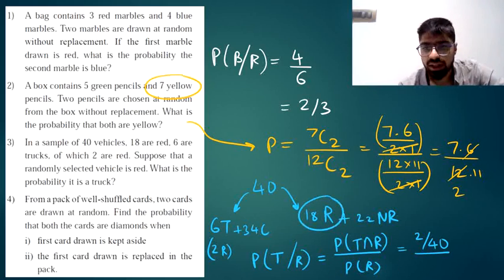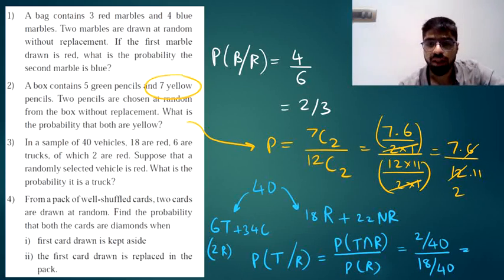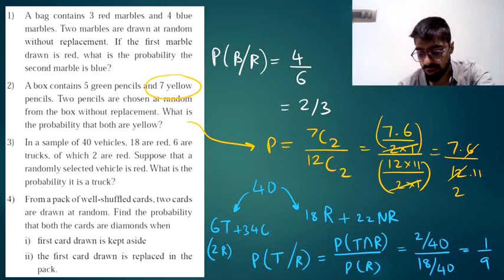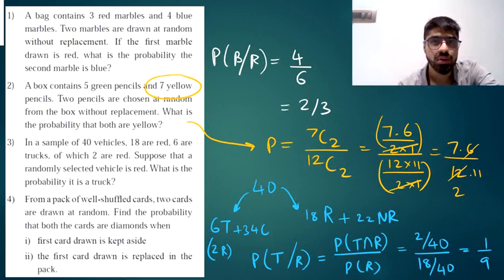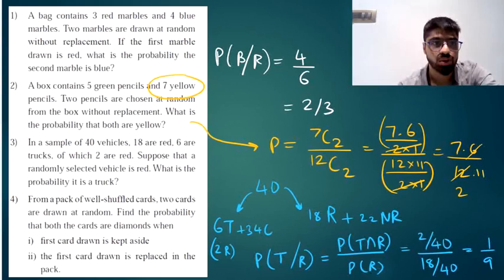So there are 18 red vehicles out of 40. So the probability of getting a red vehicle would be 18 by 40. That 40 gets cancelled, and 2 upon 18 will make it 1 by 9. That's the final answer for question number 3. So this was a sum based on the conditional probability concept. For all those who don't know that concept, I'll just explain it, and for all those who know it, you can just fast forward the video and continue with the next question.